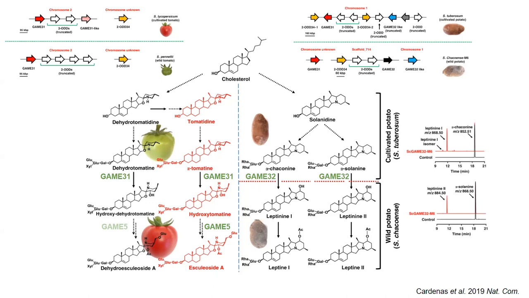But why is this actually important? Well, the biosynthetic pathway of the leptines is important because the leptines are known to be responsible for the resistance to a very common pest of potato, which is the Colorado potato beetle.